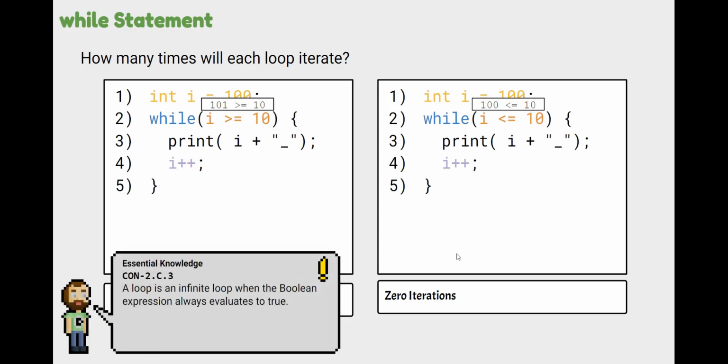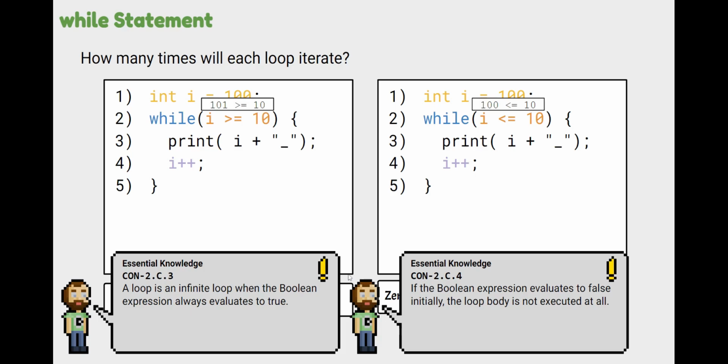This aligns with our essential knowledge. A loop is an infinite loop when the Boolean expression always evaluates to true. Also, if the Boolean expression evaluates to false initially, the loop body is not executed at all.